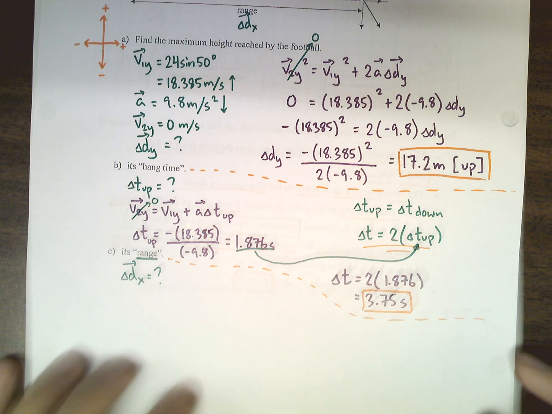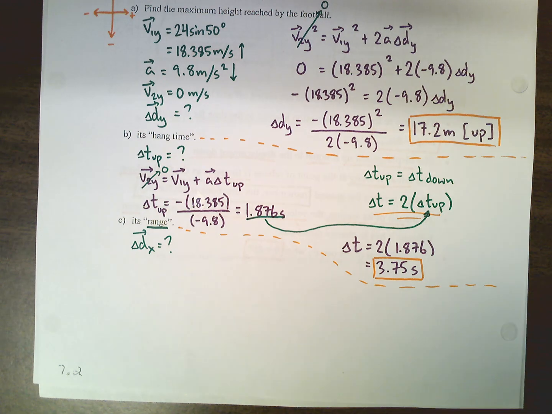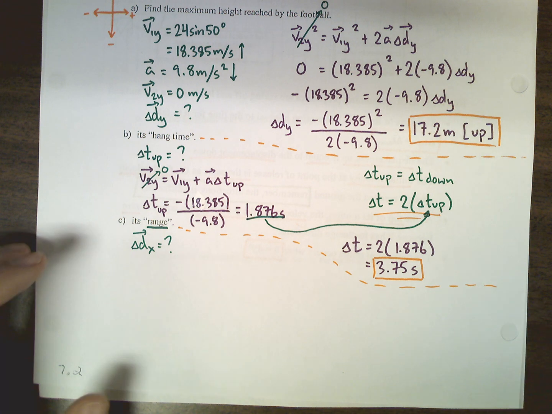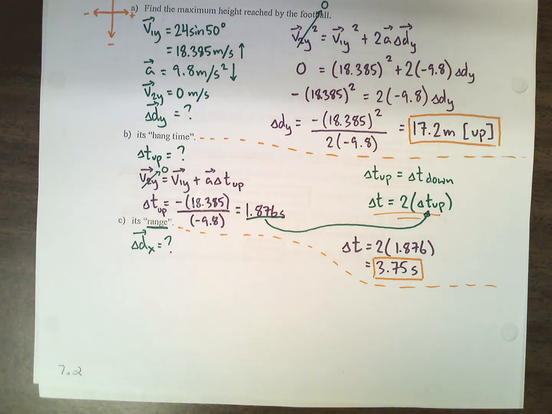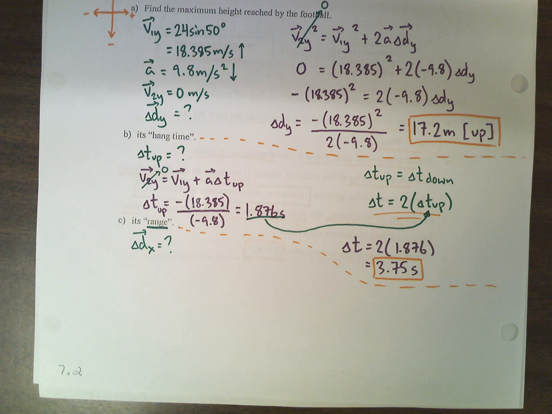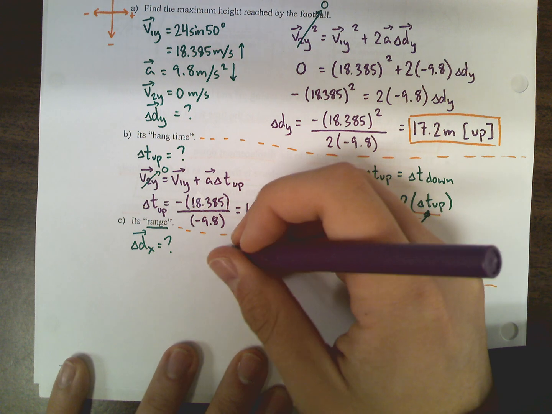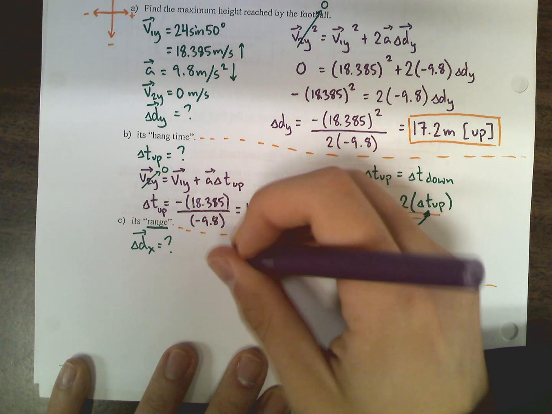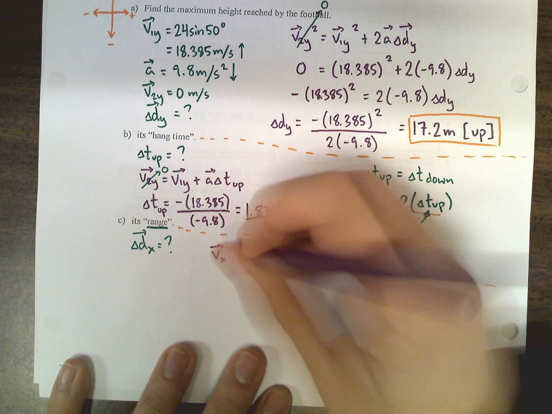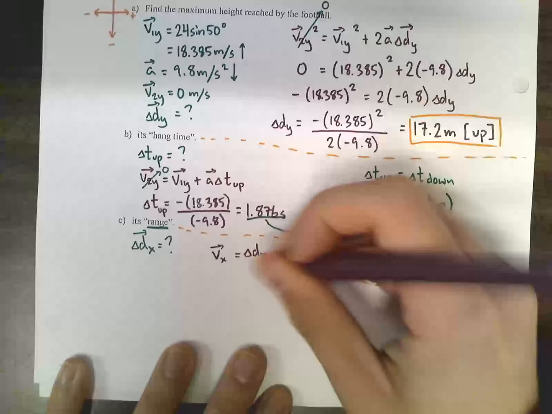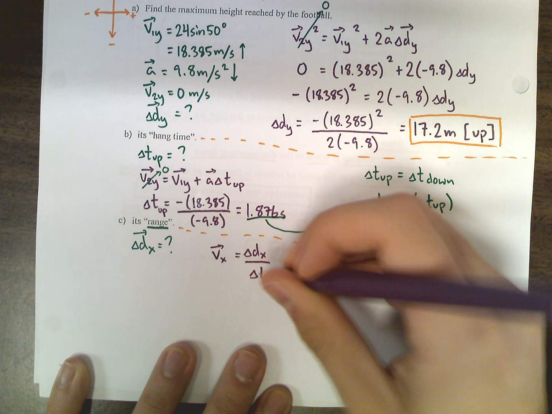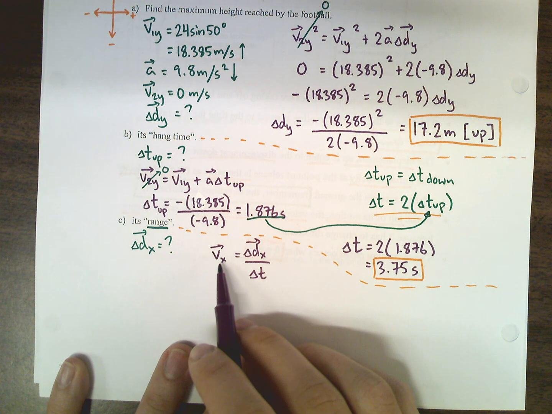Okay, so our last part of the question here is now we need to find the range. So we need to find delta dx. Consider that for delta dx, we have no acceleration happening in the x direction, correct? So it's always the same. So our formula is actually a really straightforward one. It is just Vx is equal to delta dx over delta t. And we actually do know what Vx is.